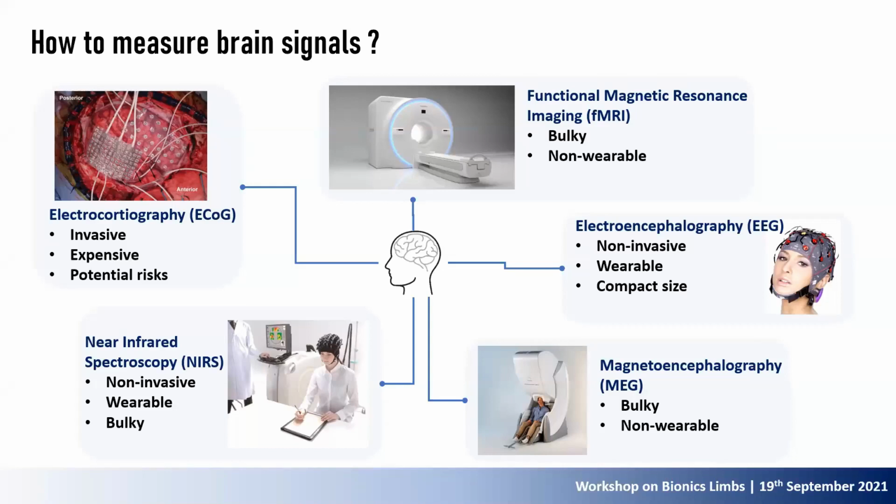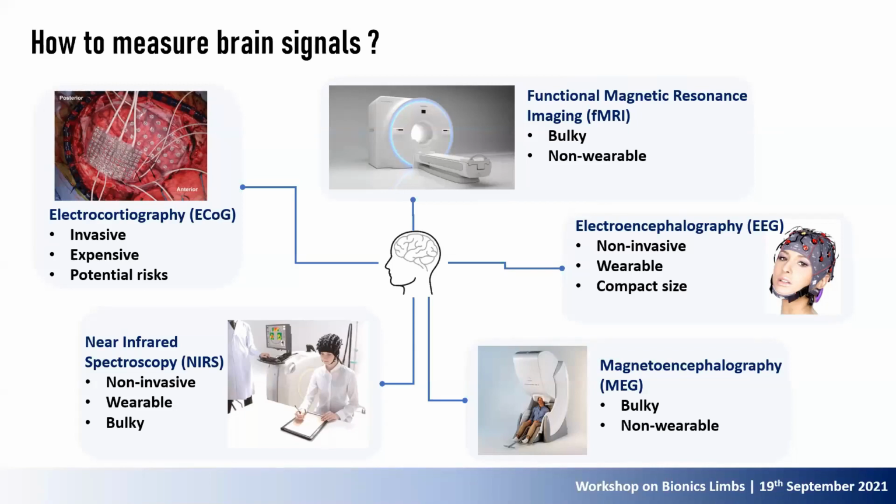On the other hand, we can use a method called functional MRI, or fMRI, which is pretty similar to MRI but differs in the way it detects brain signals. But fMRI machines are too bulky, and hence they are not really wearable. EEG-based BCI systems are one of the popular methods to acquire a brain signal, because it is non-invasive, wearable, compact in size, and reasonably cheap.